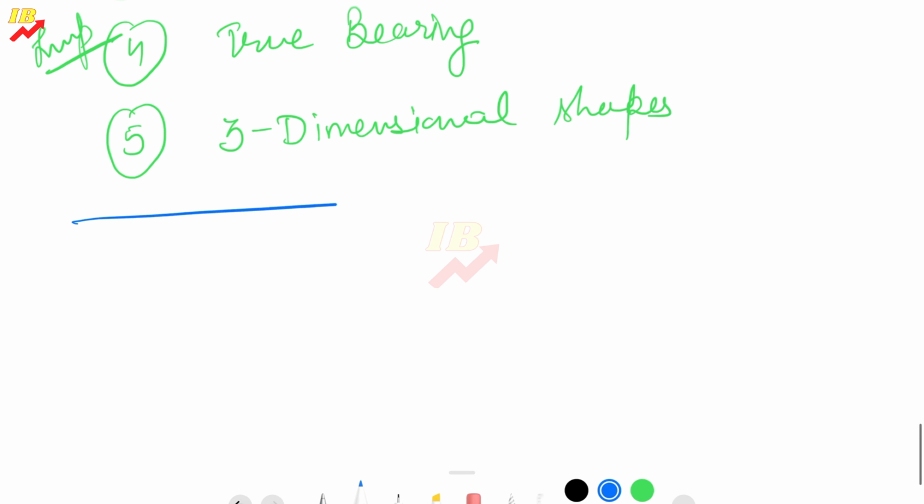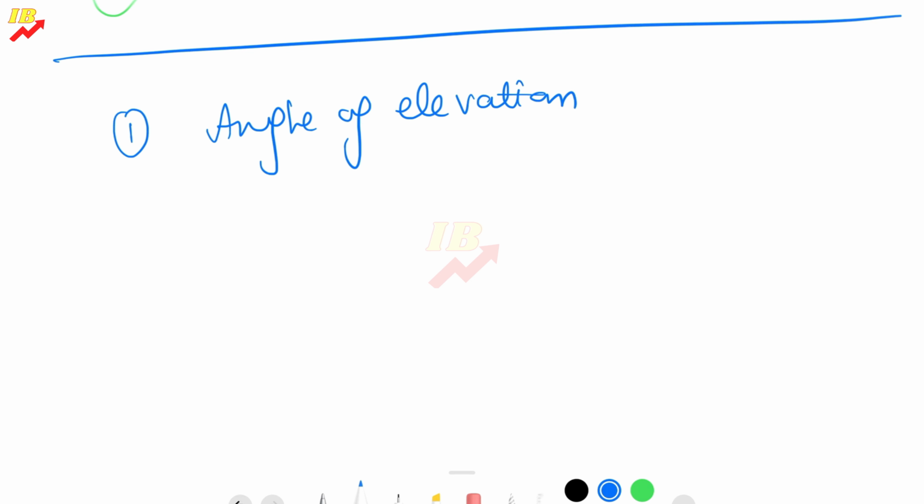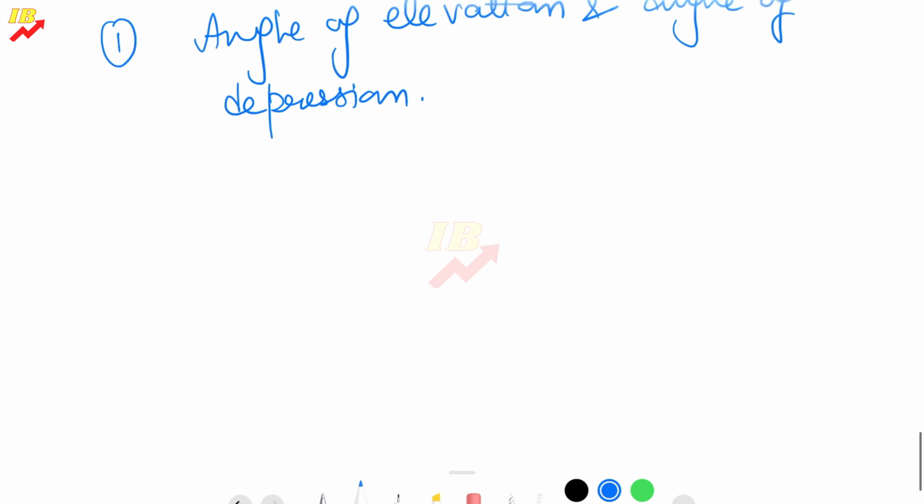So let's take one by one all of these. Firstly, today I'm going to start with the applications of trigonometry with angle of elevation and angle of depression. What exactly are the angle of elevation and depression?